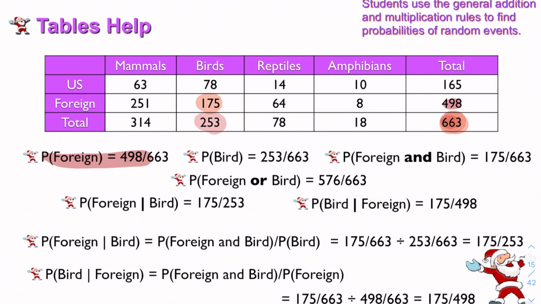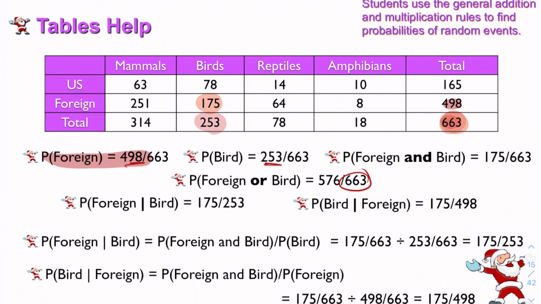We are consistently going back to the total of all of the animals when we're looking for these probabilities. If we're looking for what's the probability of foreign or bird, as we said before, 498 plus 253, take away the overlap, all over 663, which gives us 576.